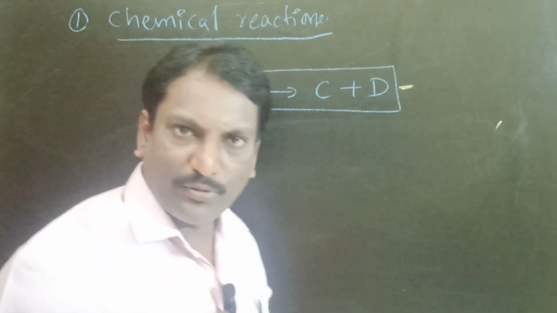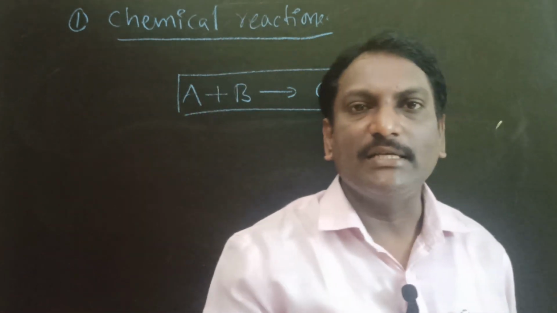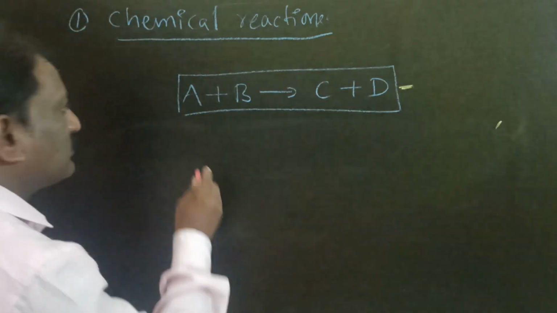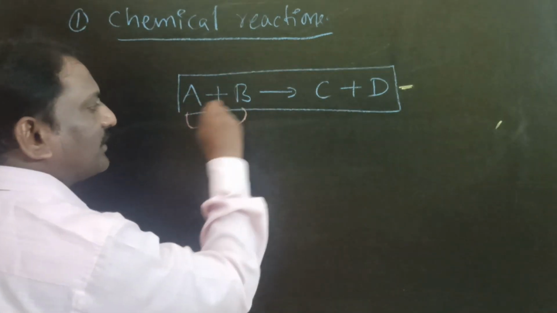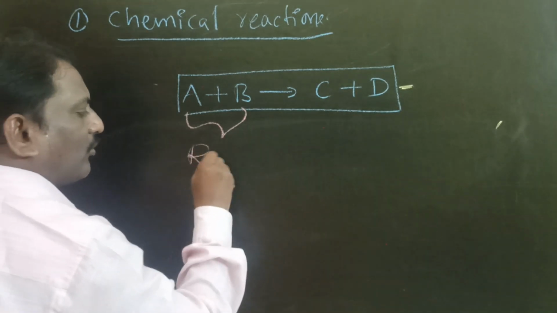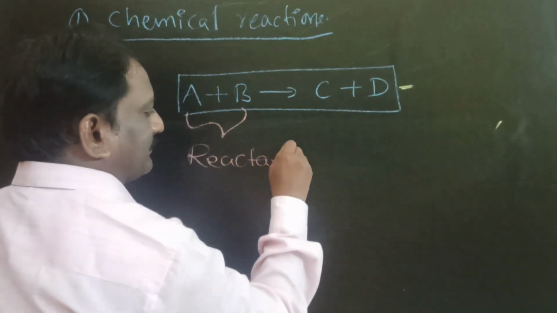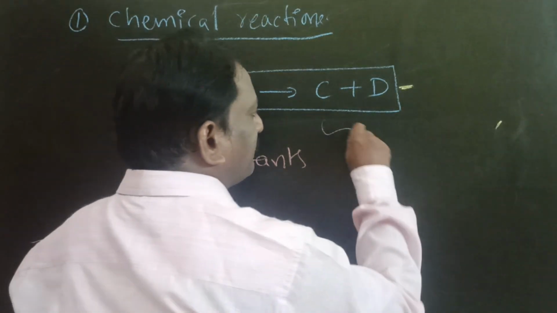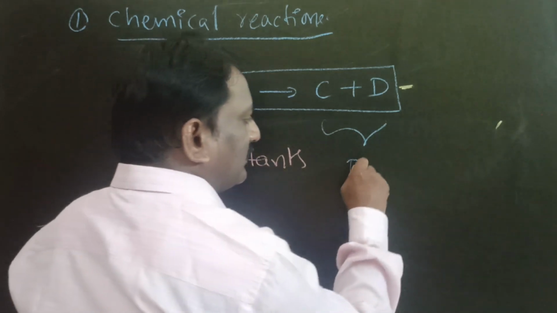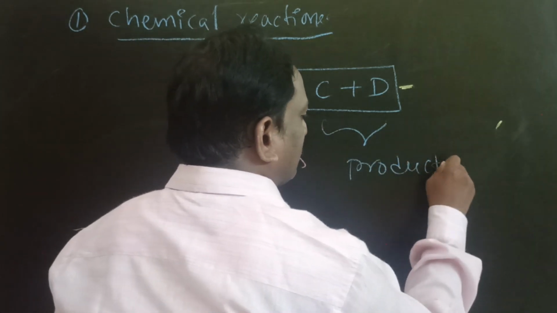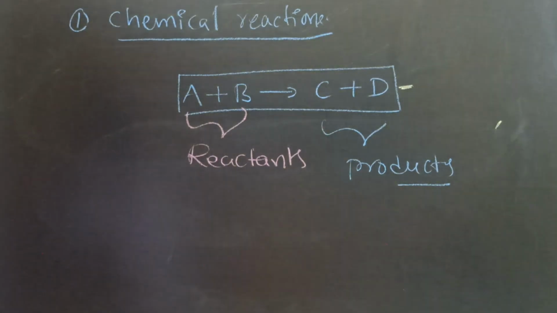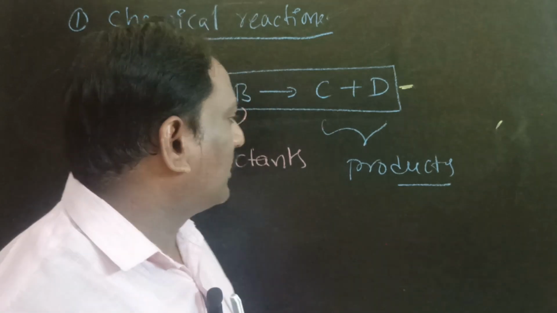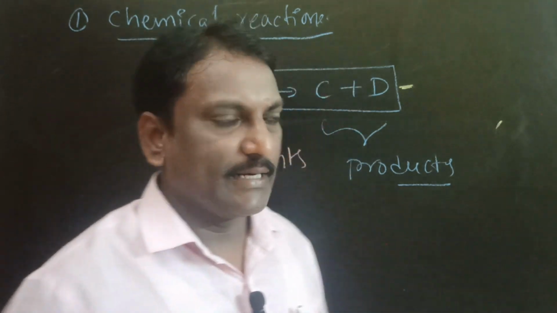Chemical reaction is a process in which new substances are obtained along with new properties. Those substances involved in the chemical reaction are called reactants. Those substances obtained as a result of chemical reaction are called products. So this is what is meant by chemical reaction, and what the products and reactants are.